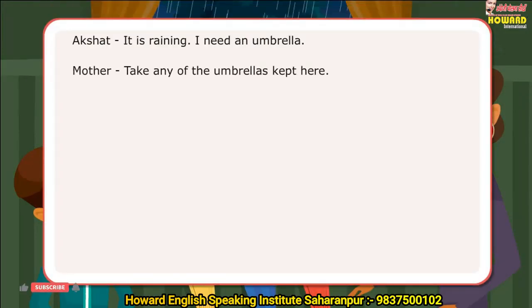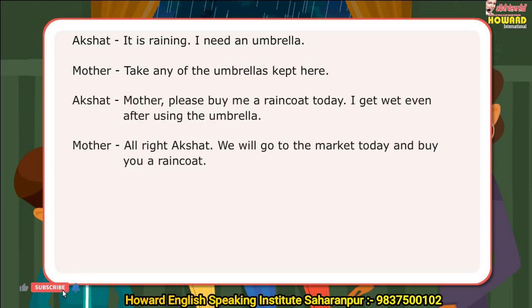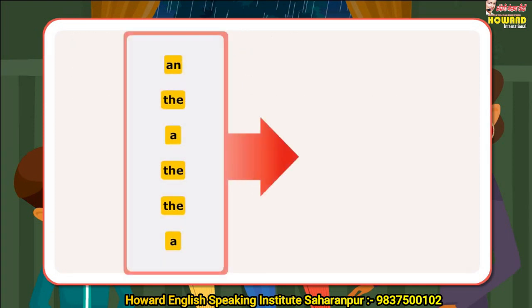In the dialogues, the boy and the mother have used words that give information about the nouns that follow and make it clear whether something general or specific is being mentioned. The words a, an, the are the examples of articles.